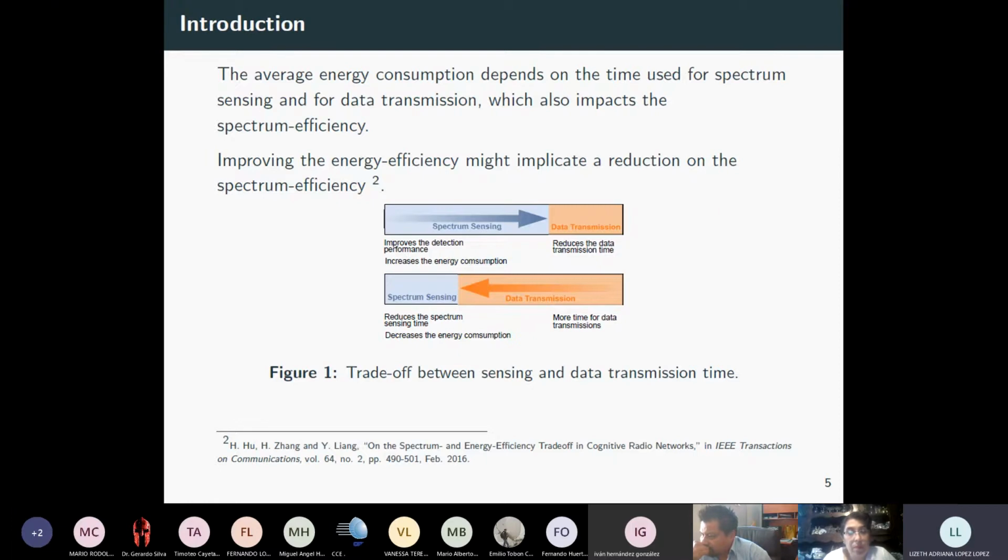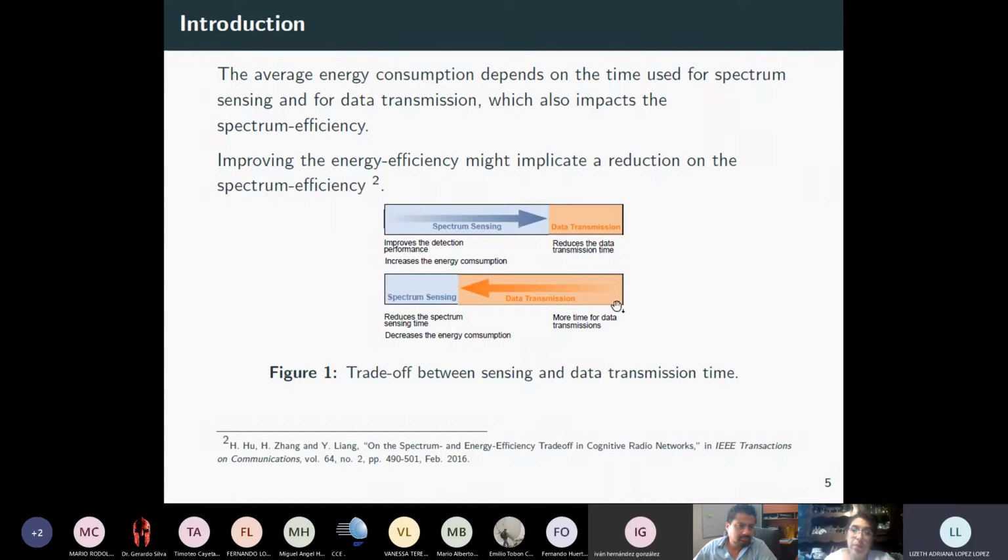For example, if we increase the spectrum sensing time, this improves the detection performance. However, the time left for data transmissions can be reduced or can be too short, so the secondary user's throughput might be affected, and increasing the spectrum sensing phase also increases the energy consumption used in this phase.